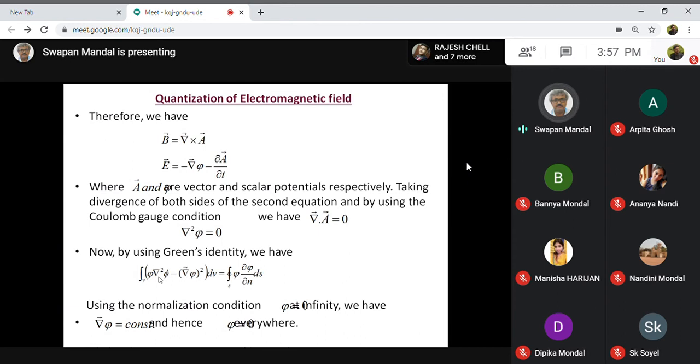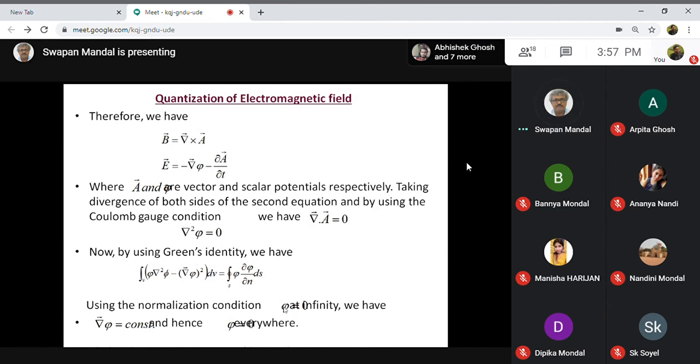Therefore, also here we have phi and del phi del n. What is phi? Phi is the scalar potential. And what is del phi del n? This is the field basically, derivative of the scalar potential. Now it is involving a surface integral.